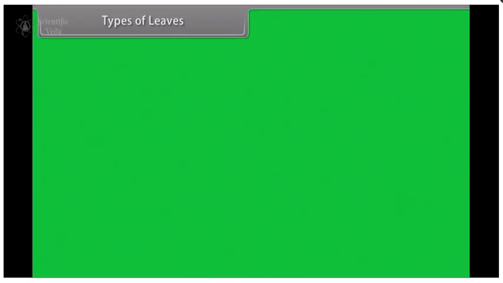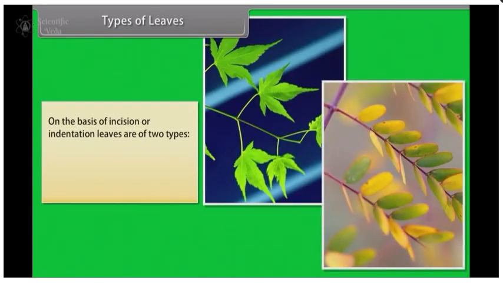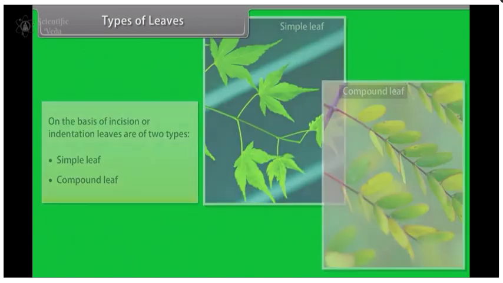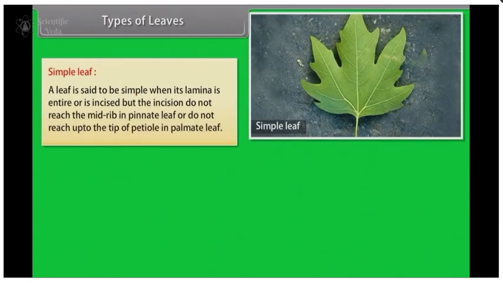Types of leaves. On the basis of incision or indentation, leaves are of two types: simple leaf and compound leaf. Simple leaf. A leaf is said to be simple when its lamina is entire or is incised, but the incisions do not reach the midrib in pinnate leaf or do not reach up to the tip of petiole in palmate leaf.